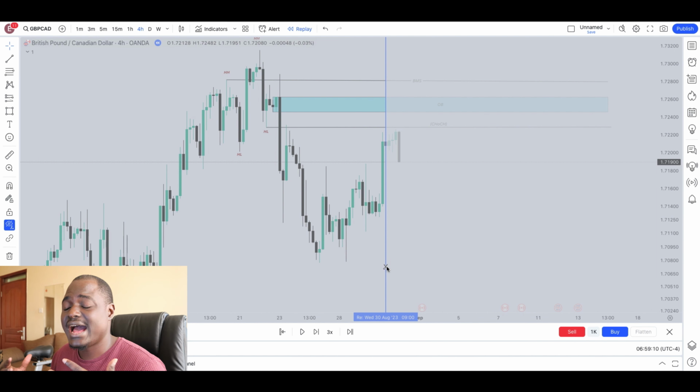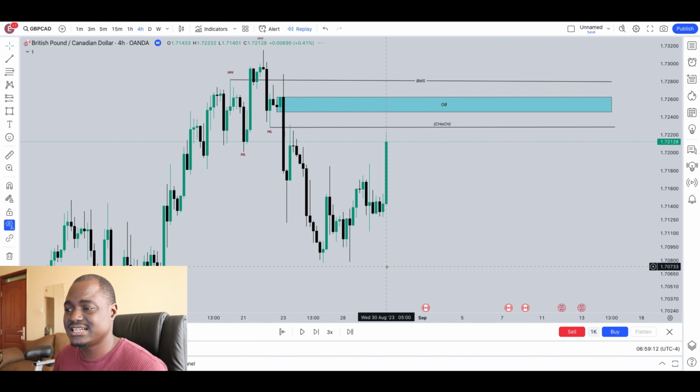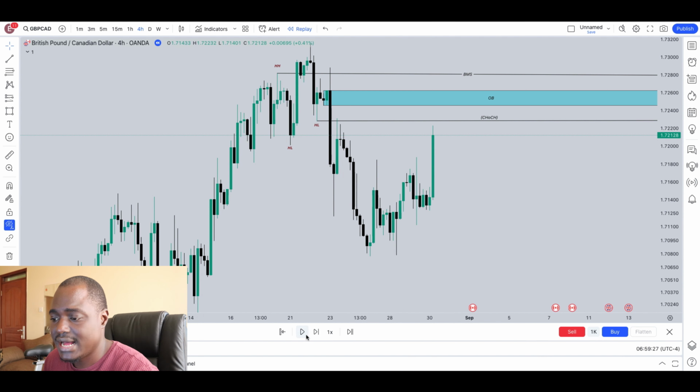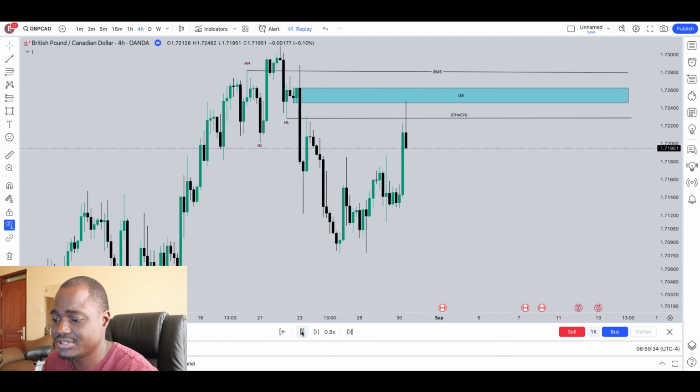Now, once I did that, I had to wait for that pullback or that retracement to go back to my order block. And then once it gets into my order block, it has to fully fill in those limit orders. Once those limit orders have been filled, then we are able to now push to the downside. So I'll try to reduce the speed so that I'm able to see this candlestick respect that order block. So I have to be super patient with that.